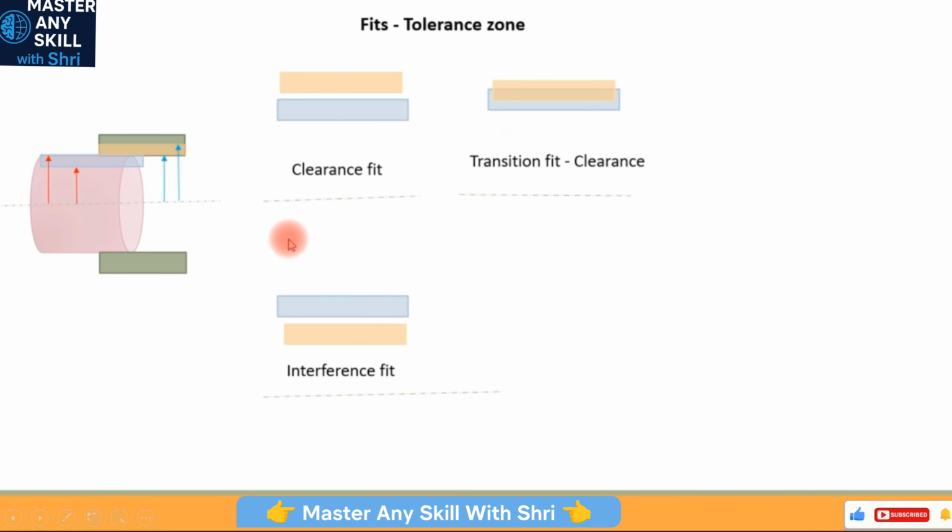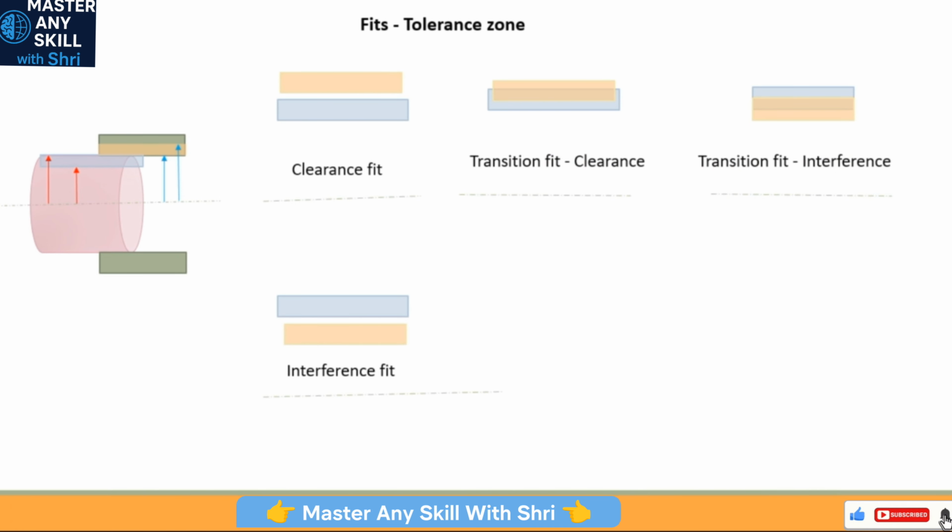And then we can define transition fits. So transition fit, which is tending towards clearance, is this one. So there will be an overlap between the tolerance zones of the shaft and the hole, as you can see over here. And a transition fit which is tending towards interference. So the difference is half of the orange zone is towards upside in this case, and half of the orange zone is towards downside in this case.